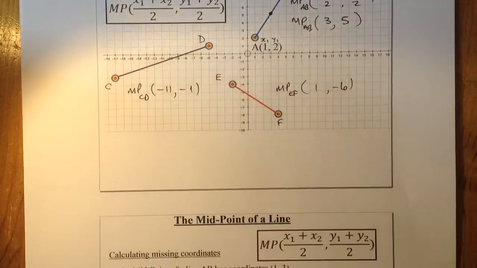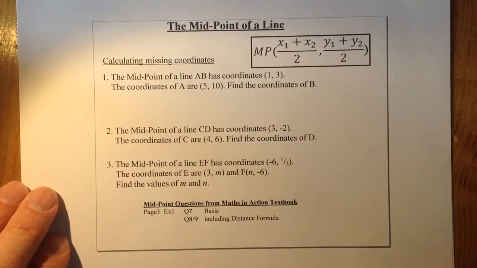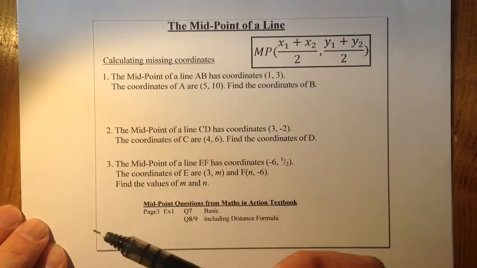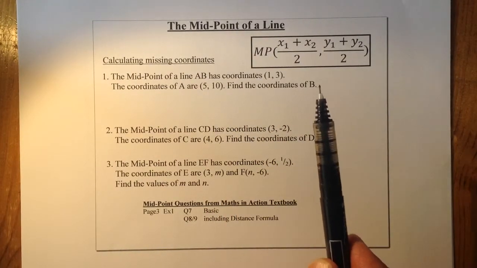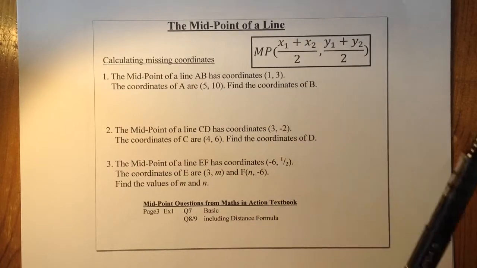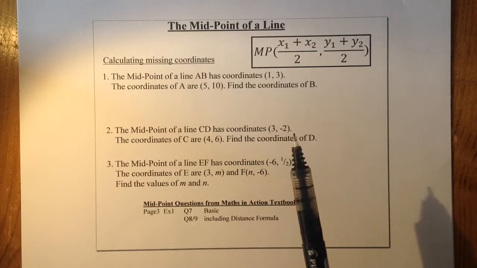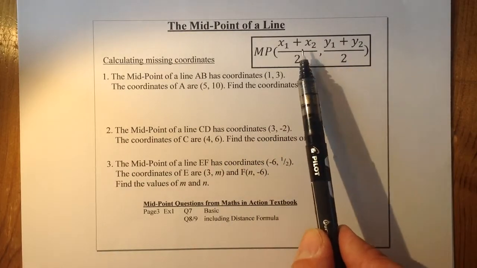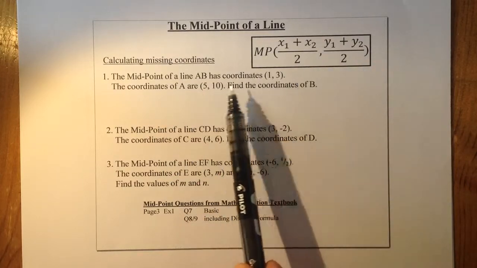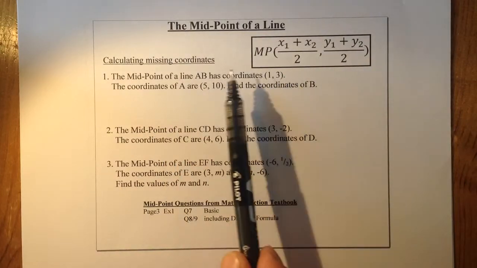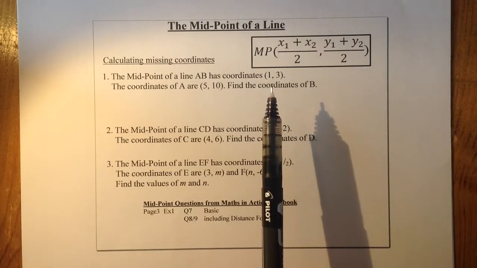Okay, so sometimes we have to work backwards a bit. We sometimes need to work out missing coordinates, similar to what we did with the distance formula previously. When we're trying to find missing coordinates, the way I would go about it is to use the midpoint formula and put the information that I already know into the midpoint formula.